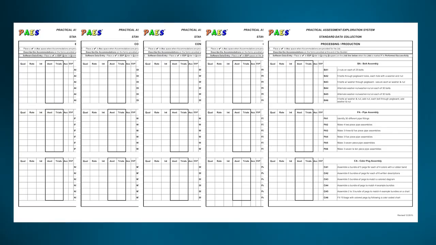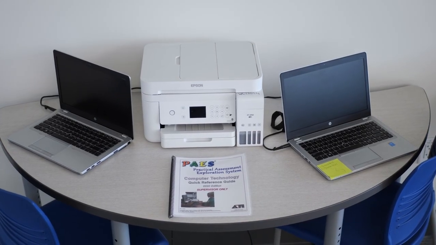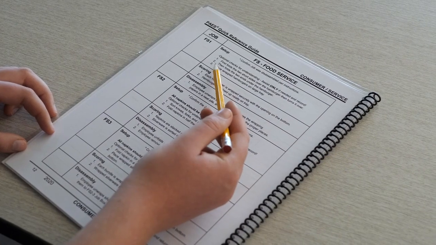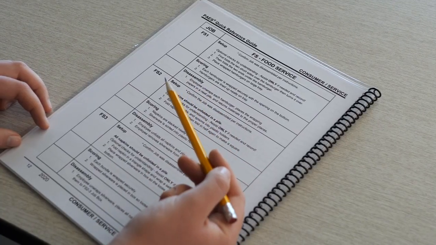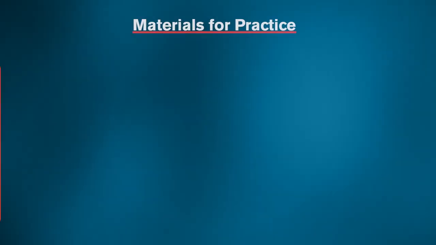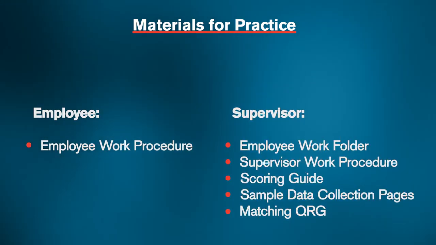Give each trainee sample data collection pages. And place the 5 component QRGs in their respective component areas so supervisors can check job setup, scoring guidelines, and disassembly instructions. Finally, pick a partner and decide who will start as an employee and who will start as a supervisor. Employees need the employee work procedure. Supervisors need an employee work folder, a supervisor work procedure, a scoring guide flowchart, sample data collection pages, and the QRG for the assigned component.